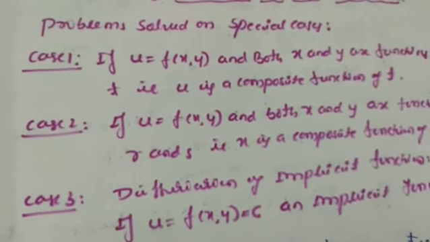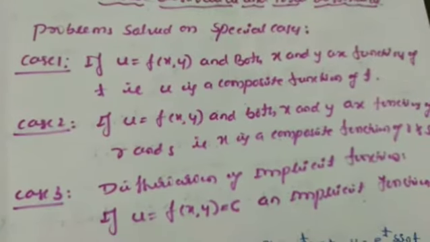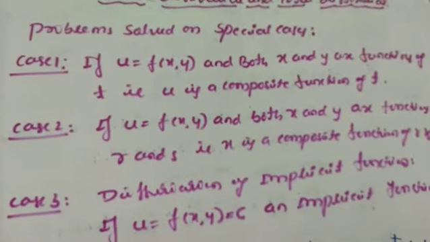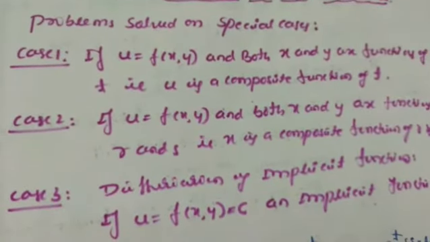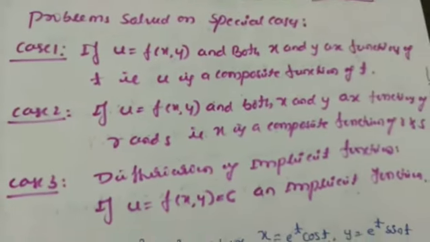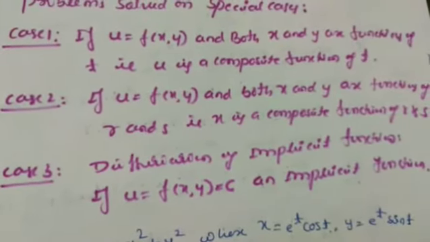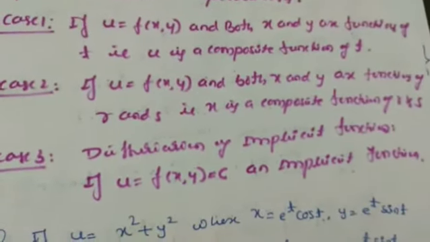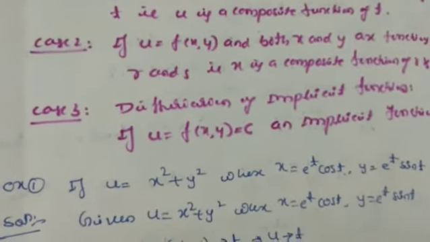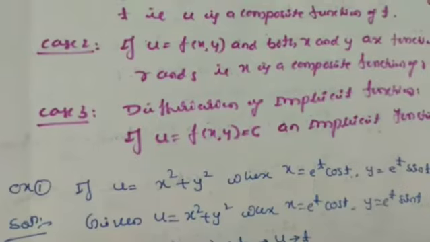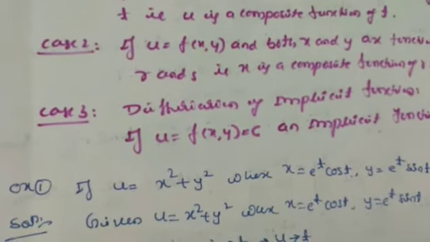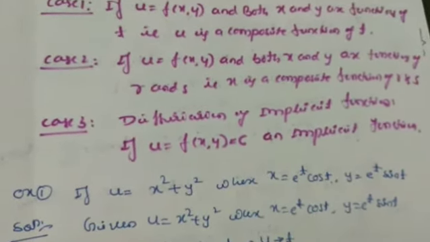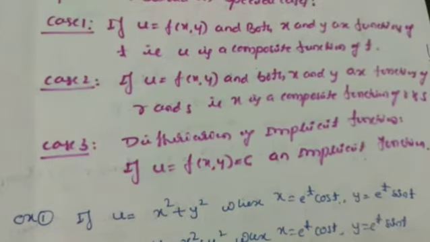In the first case we have seen that if u is a function of both x and y, and x and y are functions of t, then u is a composite function of t. The second case is if u is a function of x and y, and both x and y are functions of two other variables r and s, that is, u is a composite function of r and s. The third case is differentiation of an implicit function, that is, if u is a function of x and y and it is not expressed in terms of any other variables, it is equal to some constant, an implicit function. So these three cases we have seen in the last video.